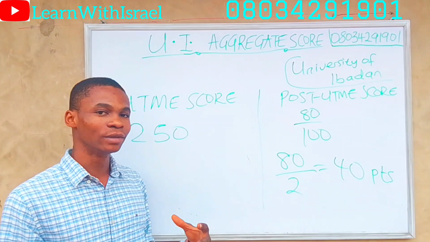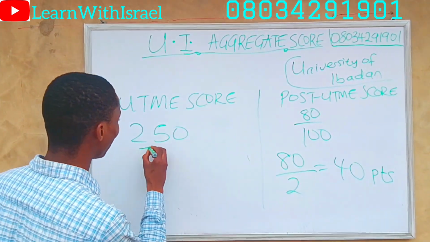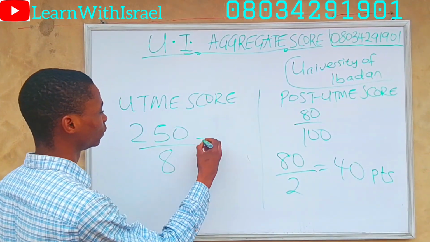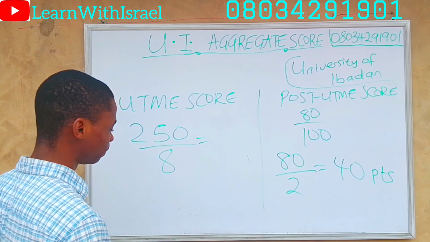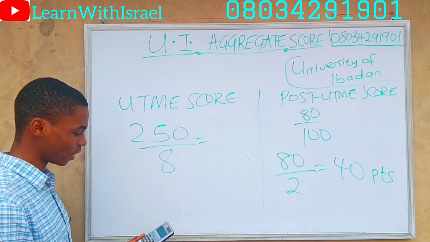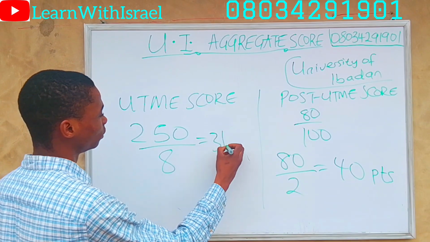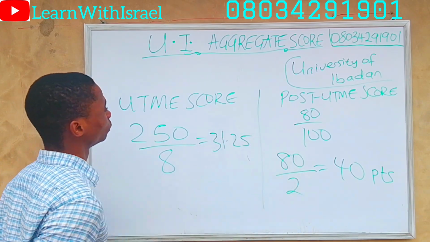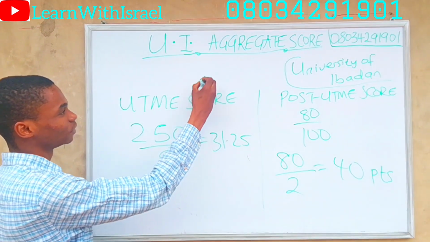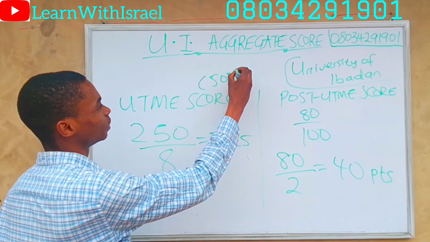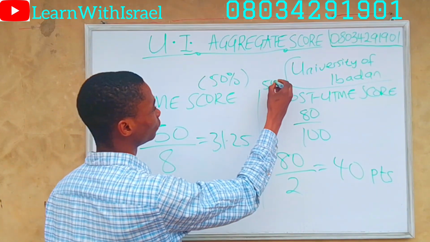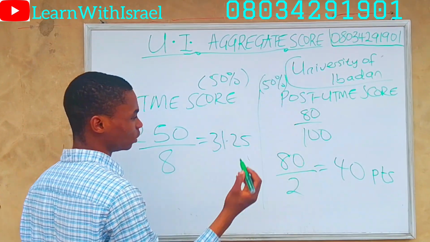You calculate your UTME score by dividing by 8. 250 divided by 8. So let's press calculator. 250 divided by 8 will give us 31.25. So that tells you that UTME score is 50%, while Post UTME score is 50%.